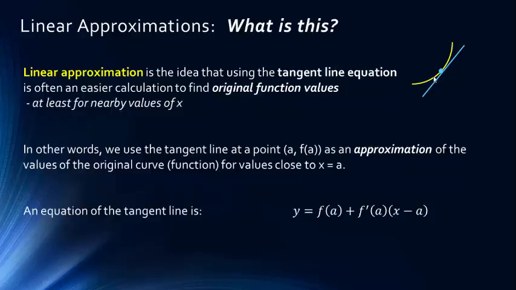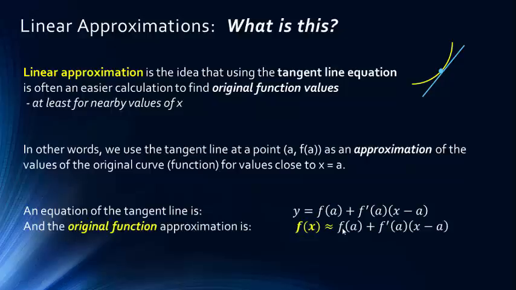So remember, by our equation of the tangent line, this just says that y equals f of a, which is the y value at a, plus the slope times x minus a. Now remember, this is just the point slope formula: y minus y1 equals the slope times x minus x1. And in this case, we're given the value a as the original x value.